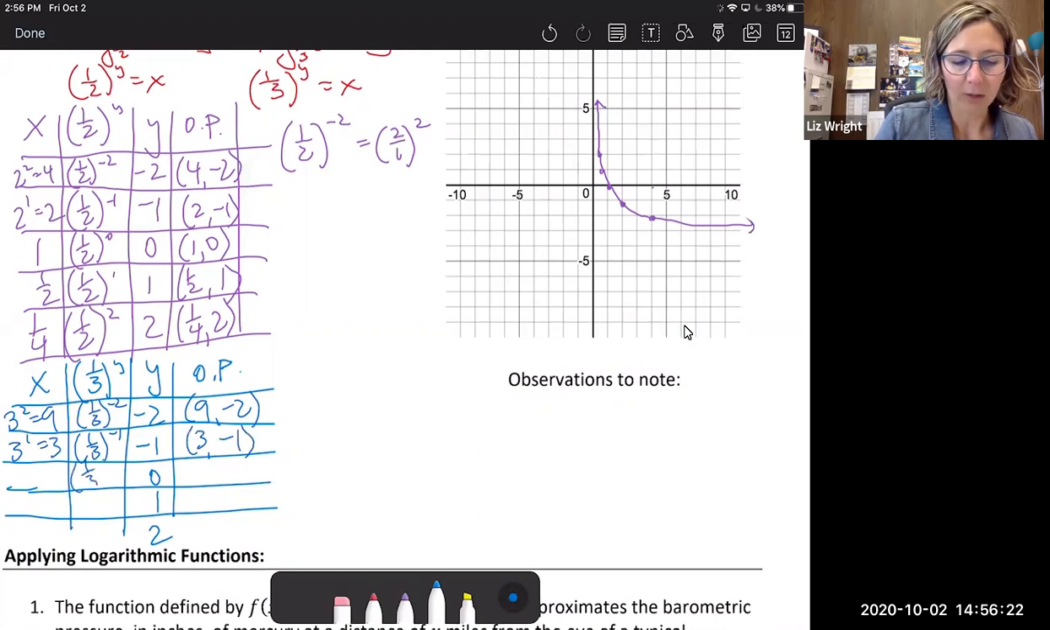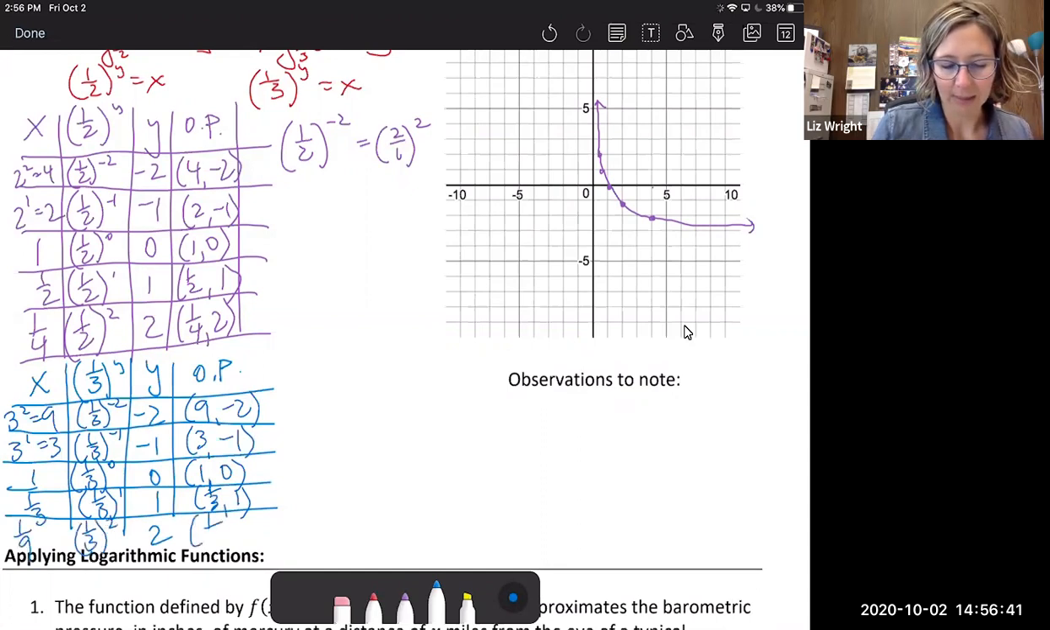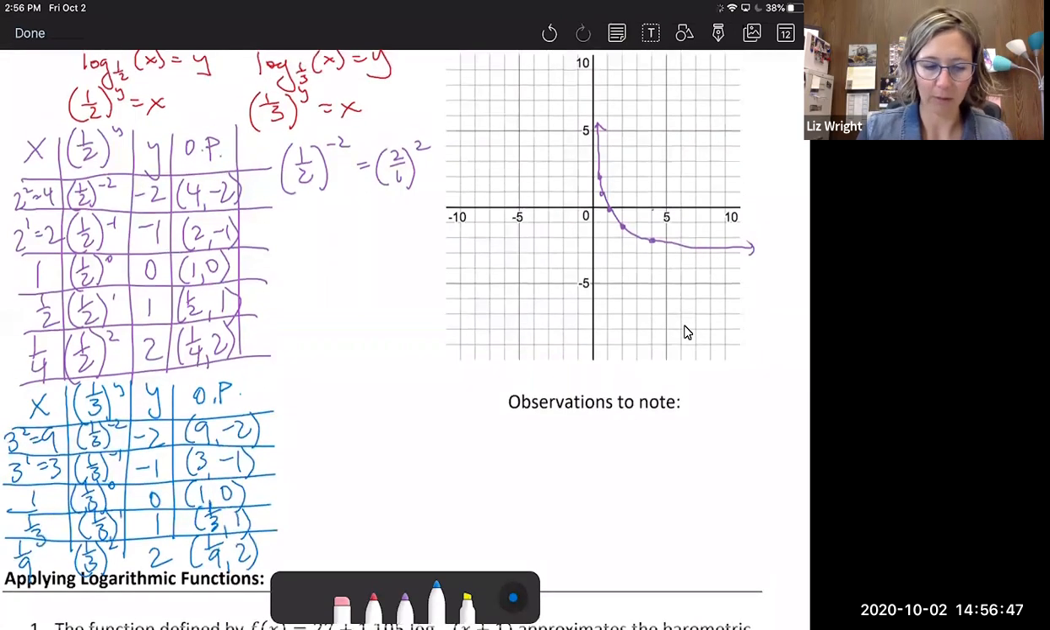Then we're going to have 1/3 to the 0, which is going to be 1. Then we're going to have 1/3 to the 1st, which is going to be 1/3. So it'll be (1/3, 1). And then we're going to have 1/3 squared, which is going to give us 1/9. And it's going to be (1/9, 2) for that. All right, so let's go graph those.